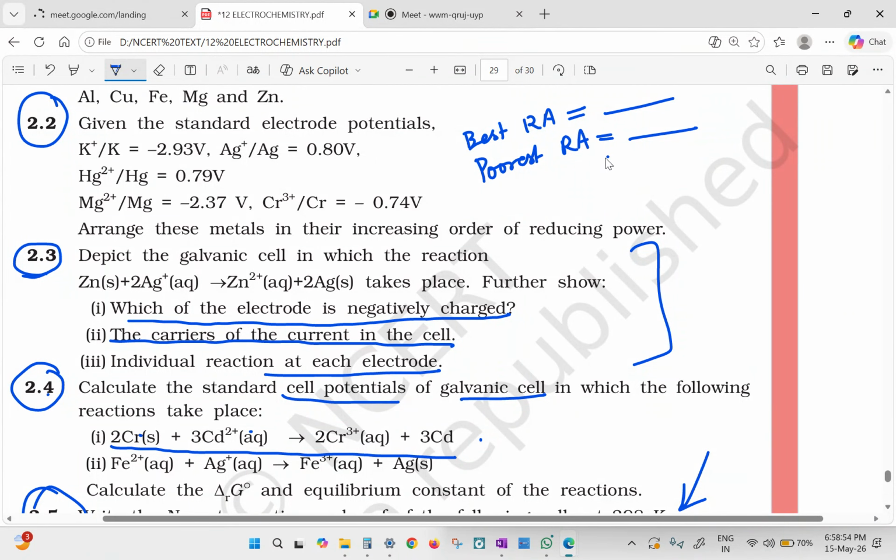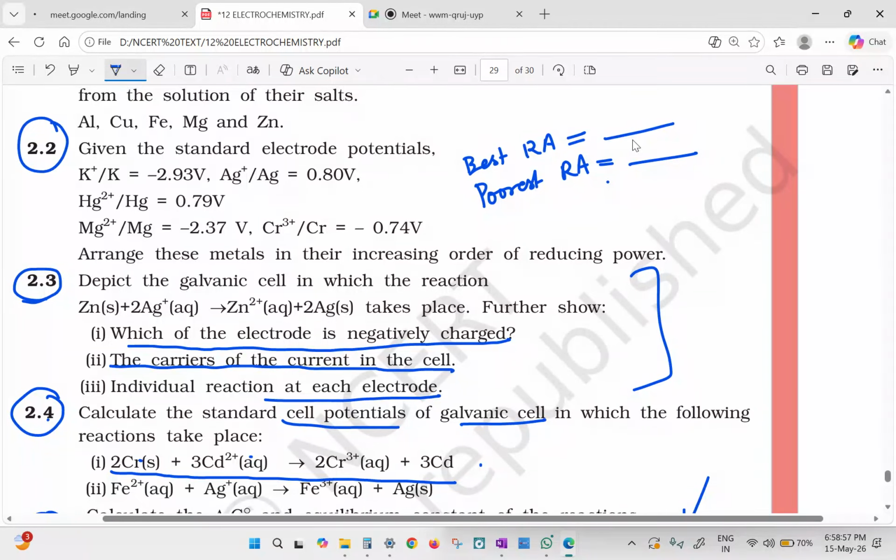No, wait, ma'am. K plus to K is the best reducing agent. But a reducing agent must be one single entity, no? It cannot be a K plus K combination. An electrode is never a reducing agent. Any one particle only will be the reducing agent. So you have to point out whether it is K plus or K. K plus, ma'am. A reducing agent must undergo oxidation, Ishan. Okay. Yes, sorry, ma'am. K. Yes, ma'am. Are you getting the point, children?